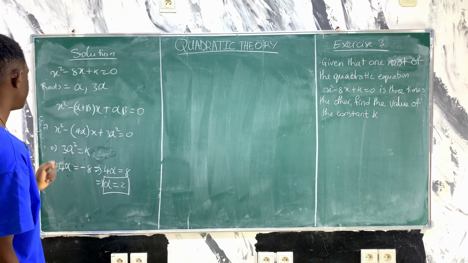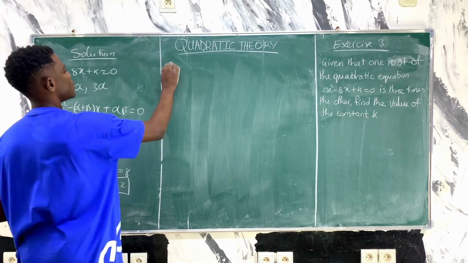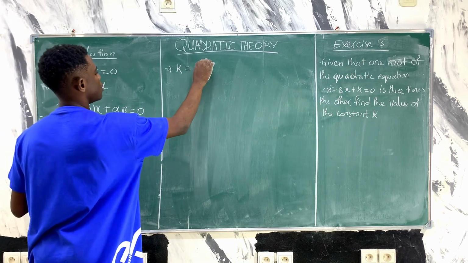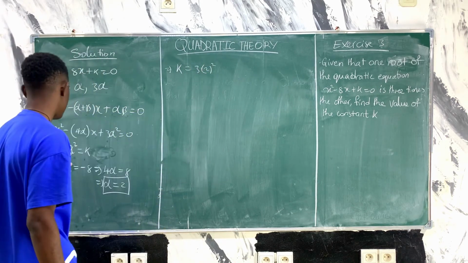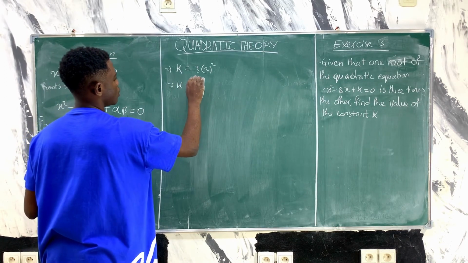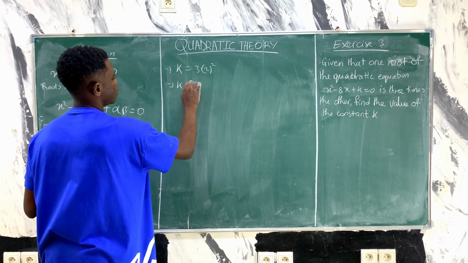When you have your alpha as 2, you replace here to find your k. What is your k going to be? k is going to be 3 times 2 squared, because 3 alpha squared. Which implies k is equal to 12.